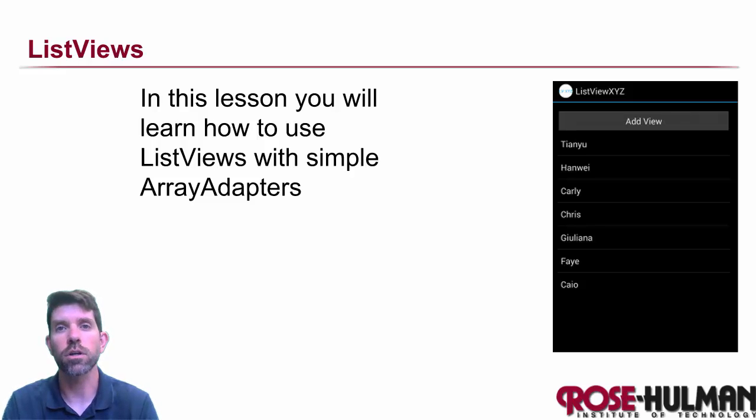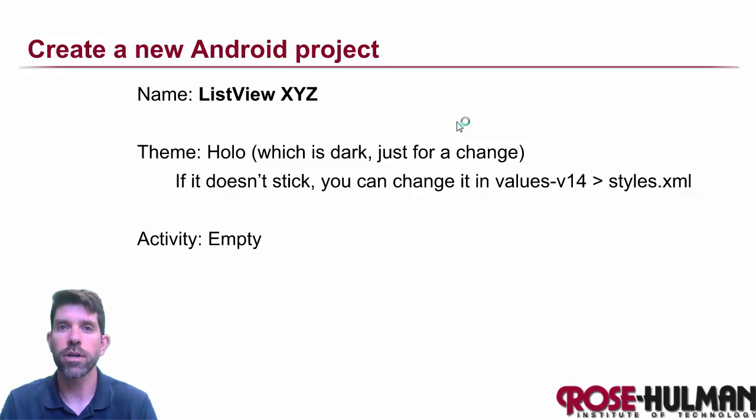In this lesson, we're going to learn how to use list views, and to do so, we'll use the simplest array adapter possible. So let's go ahead and start off, and we'll create a new Android project. We can call this one ListView. The theme, we'll use a dark theme, so just straight Holo, and we'll make an empty activity. All right, so let's go ahead and do that.